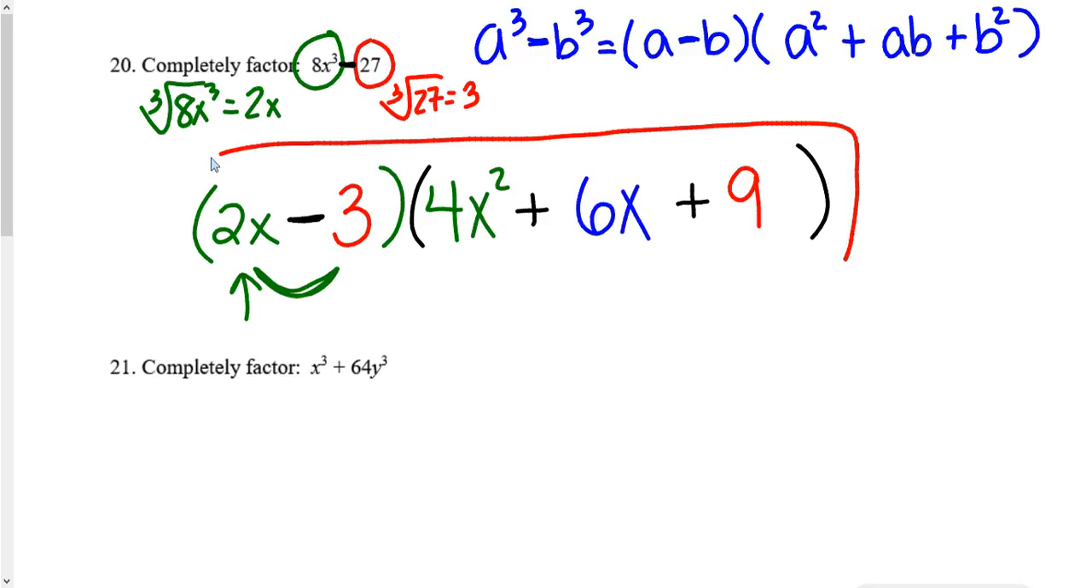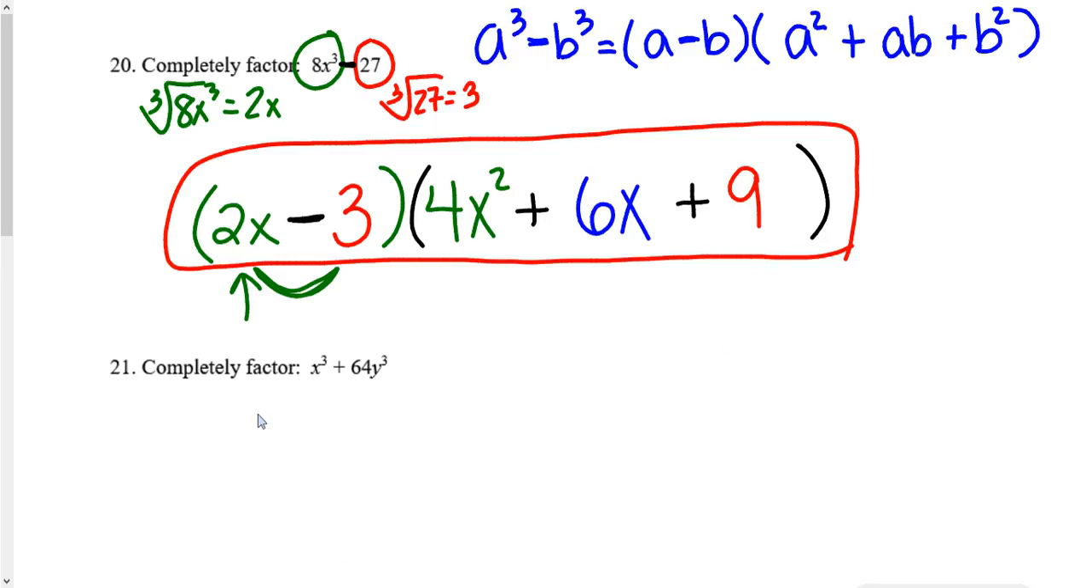The last thing I do when I factor is always check to be sure I can't factor any factors anymore. So 2x minus 3 is done. I can't factor anything else out of that. The 4x squared plus 6x plus 9, I could check that. Can I find 2 things that multiply to 36 and add to 6? No, I can't, so that one's finished.